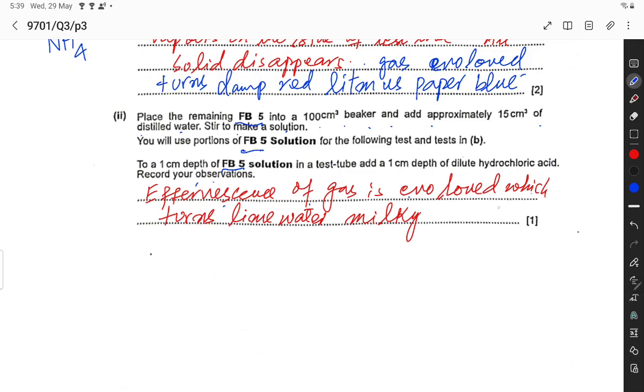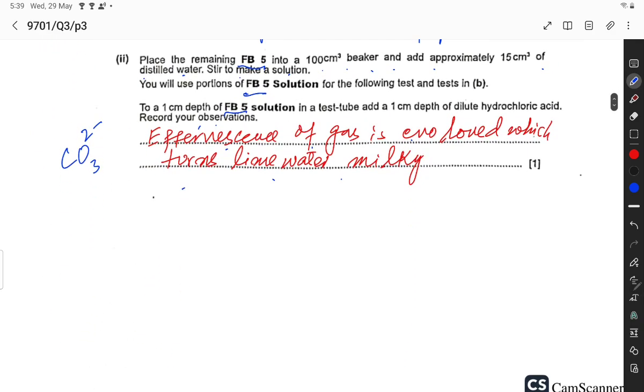Bubbles of gas are evolved, which turn lime water milky. When this effervescence of gas passes through lime water, it turns milky. It means this FB5 contains carbonate ions. It means that FB5 is ammonium carbonate.